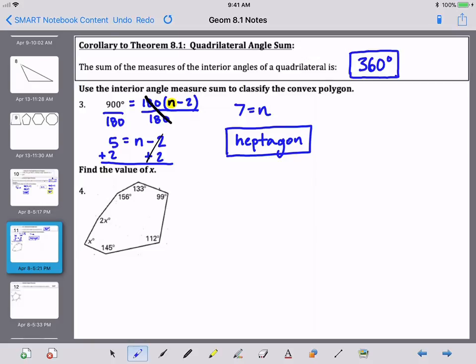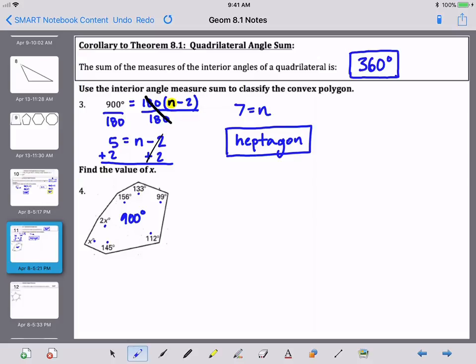In our next example, we're going to use that same idea. We've got to figure out what these angles all add up to, and then we can use that fact to find the value of x. I noticed that this figure has 1, 2, 3, 4, 5, 6, 7 angles. If it's got 7 angles, it has to have 7 sides, so this is actually a heptagon. Well, I know from example 3 that these angles all have to add up to 900 degrees.